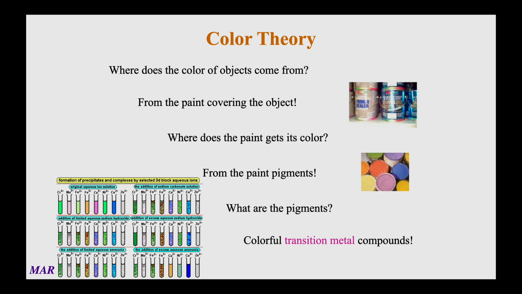The upper left there is the original aqueous ion, so what it looks like in water. The next one down is in aqueous sodium hydroxide, and the next one's ammonia, and they go on and on. So there are a lot of colorful compounds that come from transition metals, which is really cool.